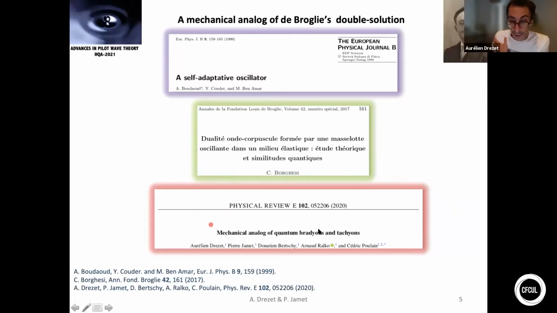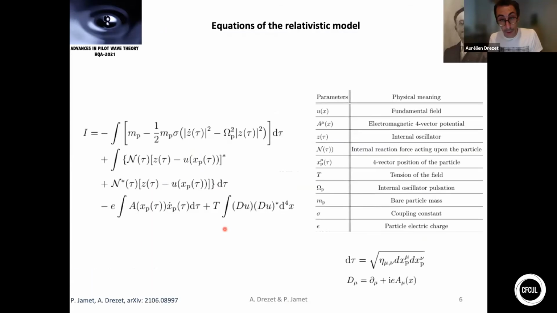Last year we published a paper. It was a non-relativistic model, which was also based on the same kind of analogy. And today it will be a completely relativistic approach in the presence of an external electromagnetic field. It's a bit to see where we can go with this kind of approach.